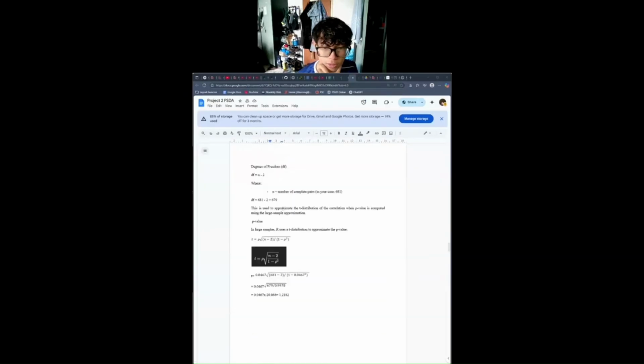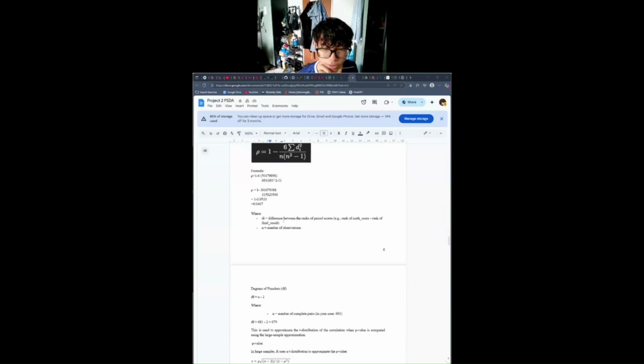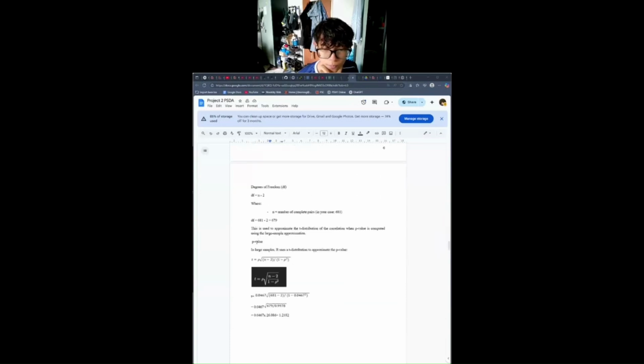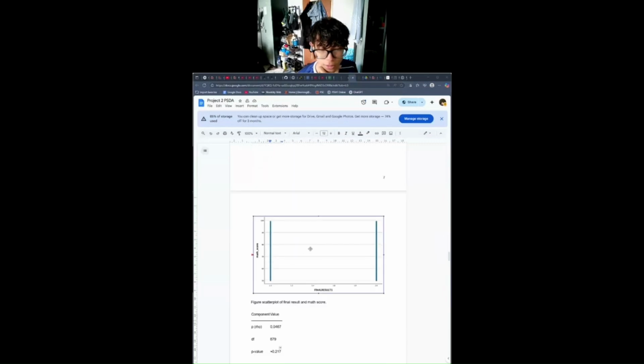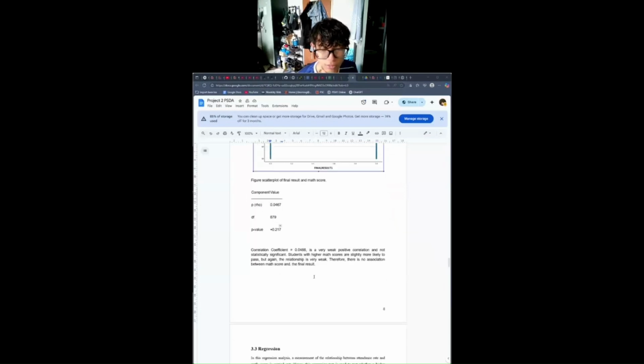So here I show the calculation of how I find the correlation without using RStudio. As you can see, the value is the same as RStudio, and here's the scatter plot, which I narrowed down so we can see it more clearly. The correlation coefficient here is 0.0466. So this shows a very weak positive correlation and it's not significant. Students with higher math scores are slightly more likely to pass, but the relationship is very weak, so there's no association between math score and the final result.